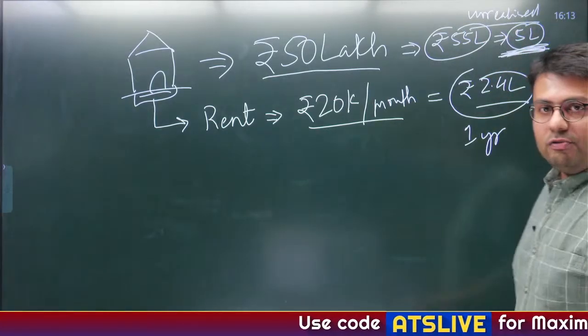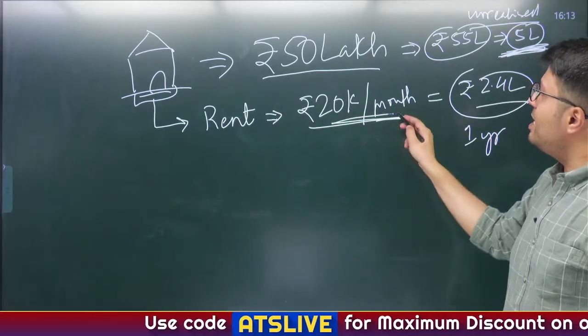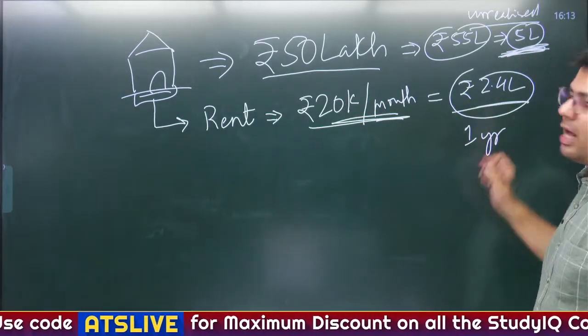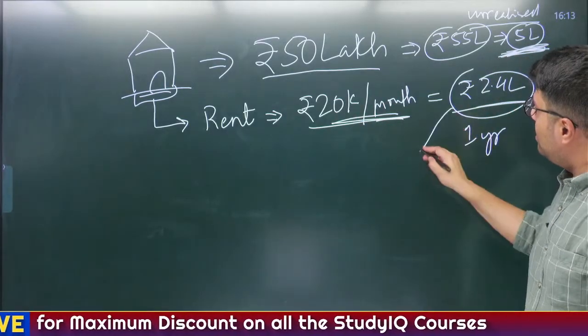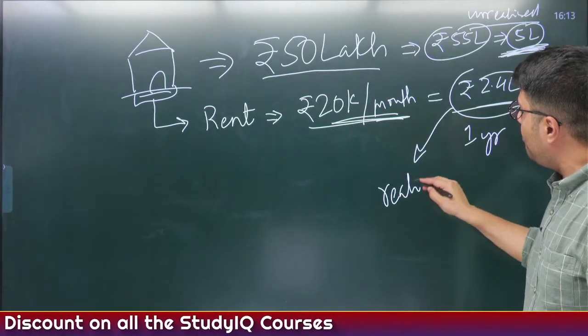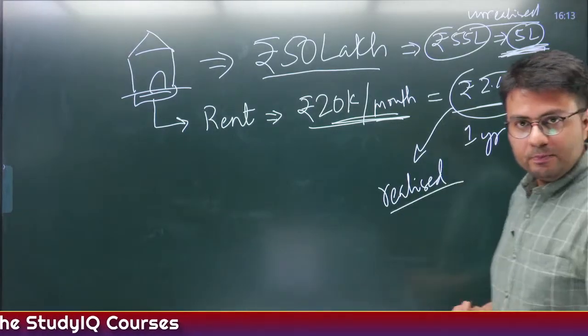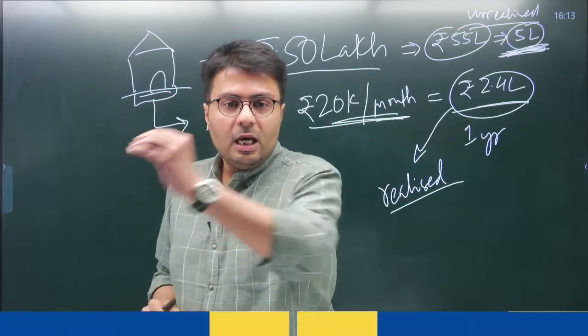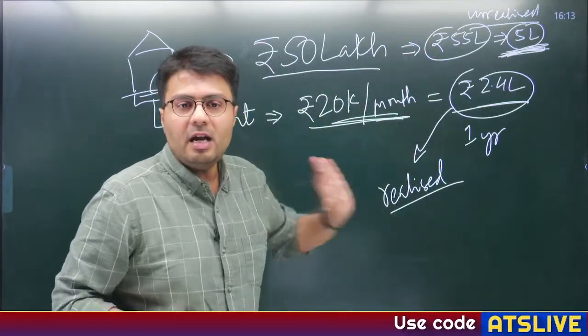But regardless of that, you are making a monthly income of 20,000 rupees, that means 2.4 lakh rupees every year. This is a realized profit because you have this money in your own account. Understood the difference between realized profit and unrealized profit?